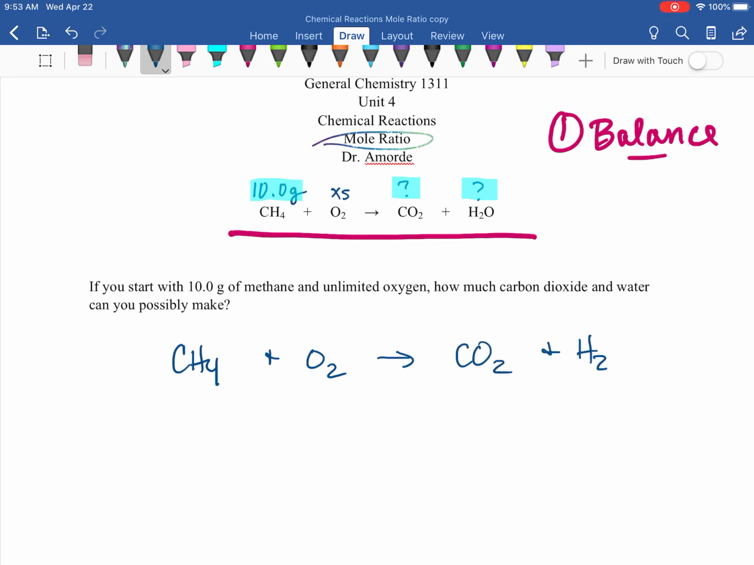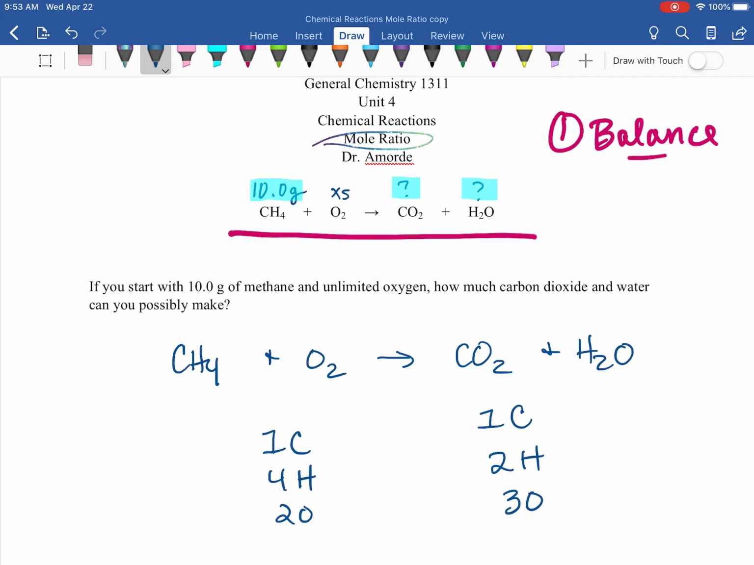We've got CH4, 1 carbon, 4 hydrogens, O2, CO2, and H2O. Okay, so right off the bat, if we list out here, we've got 1 carbon, 4 hydrogens, and 2 oxygens. We've got 1 carbon. Now, I won't do this for every example, just this first one.